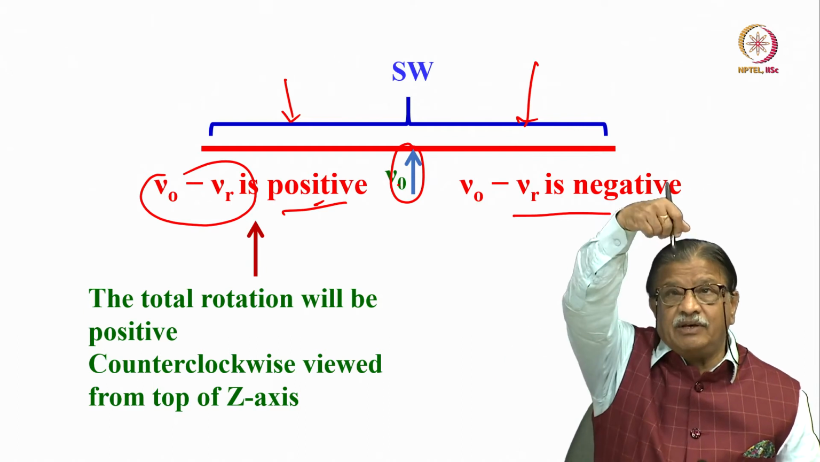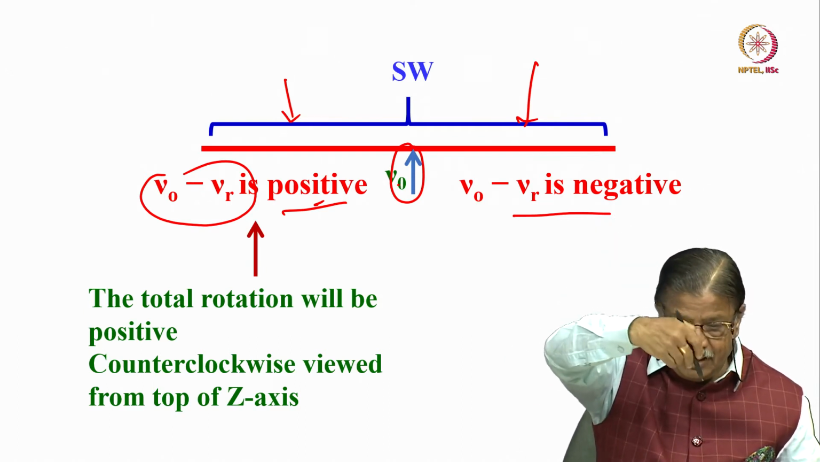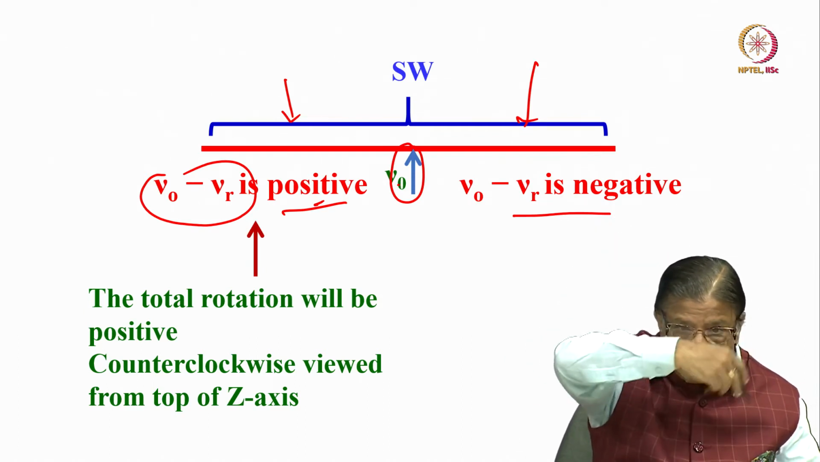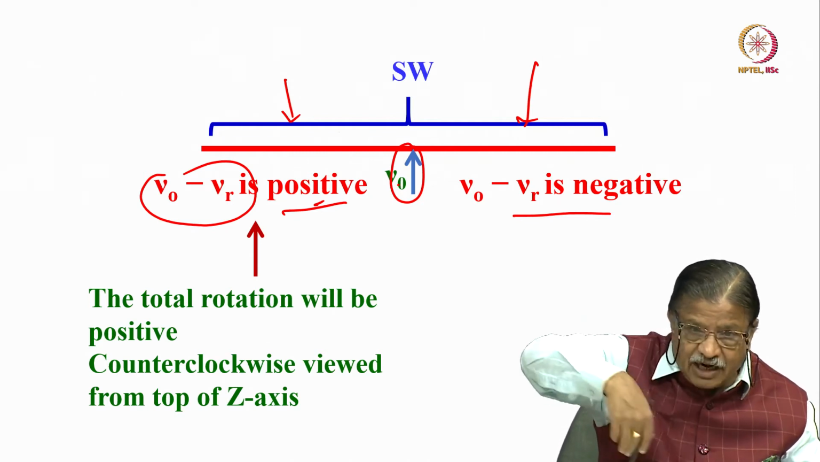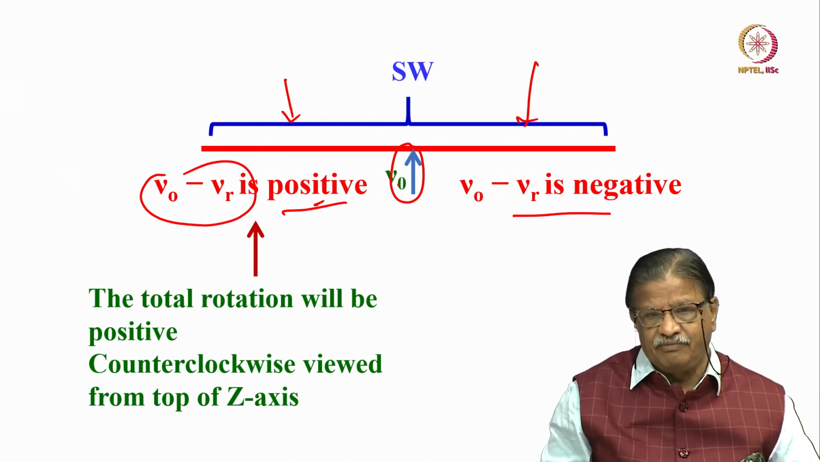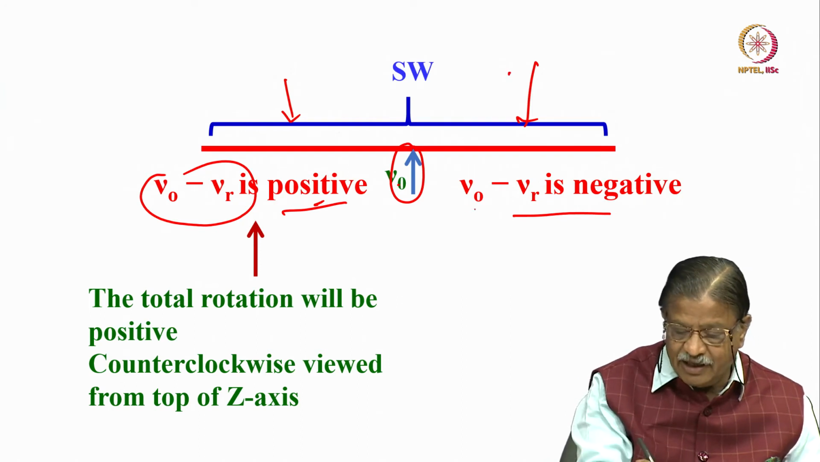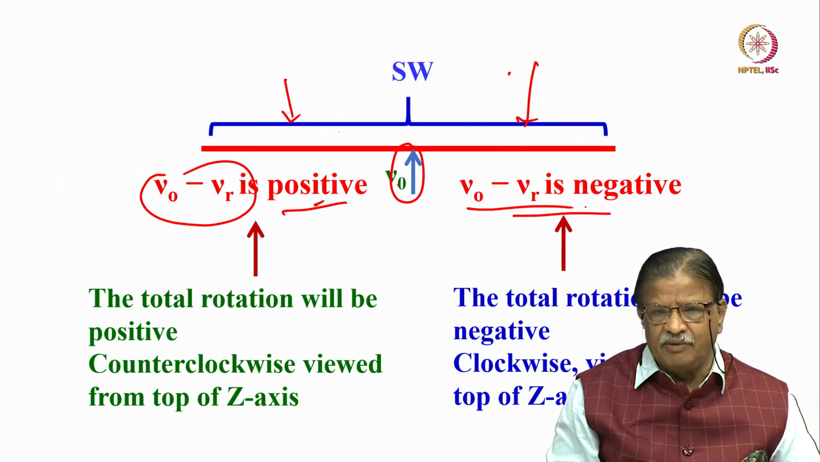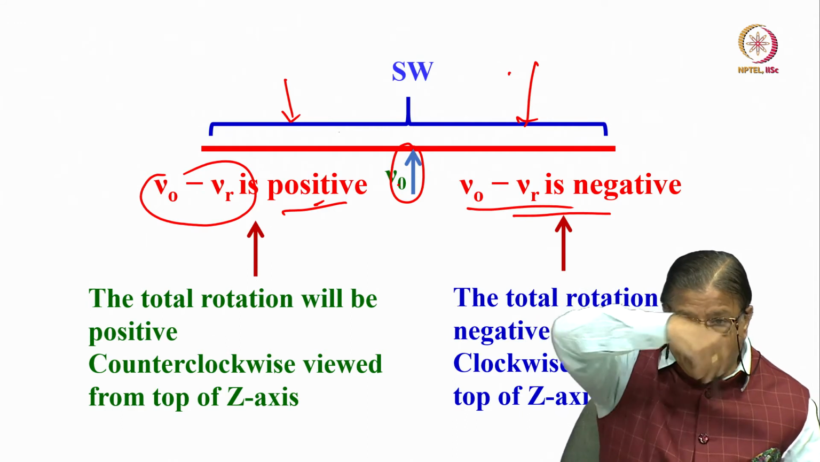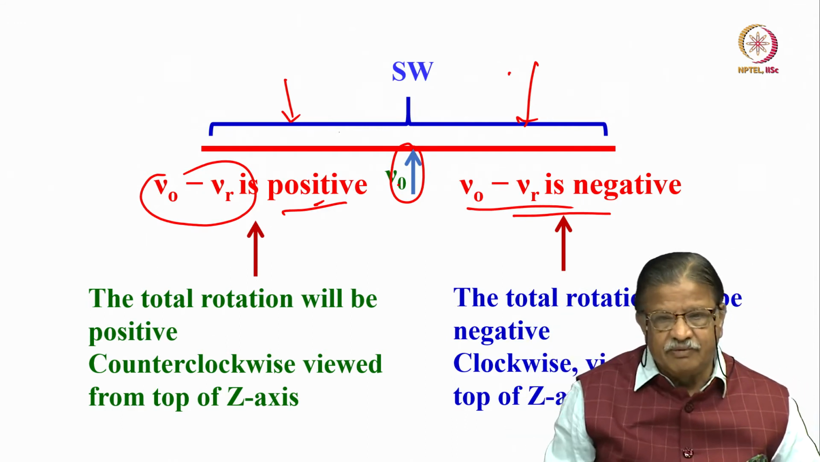counterclockwise viewed from the top. I view from the top of the z axis, it goes counterclockwise. This is positive, magnetization starts rotating counterclockwise. Whereas if there is a peak here, nu naught minus nu r is negative, and viewed from the top of the z axis, it rotates clockwise.